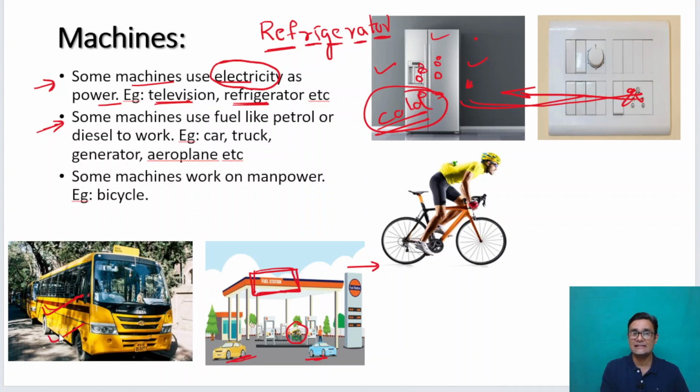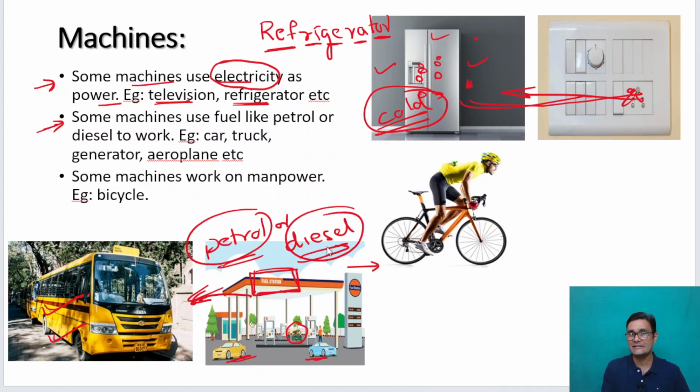So these things like buses, they require petrol or diesel. Petrol, petrol or diesel, diesel. They require petrol or diesel for them to run, for them to move, for them to work. So some machines require fuel. The petrol or diesel is called fuel. The examples are car, truck, generator and aeroplane.